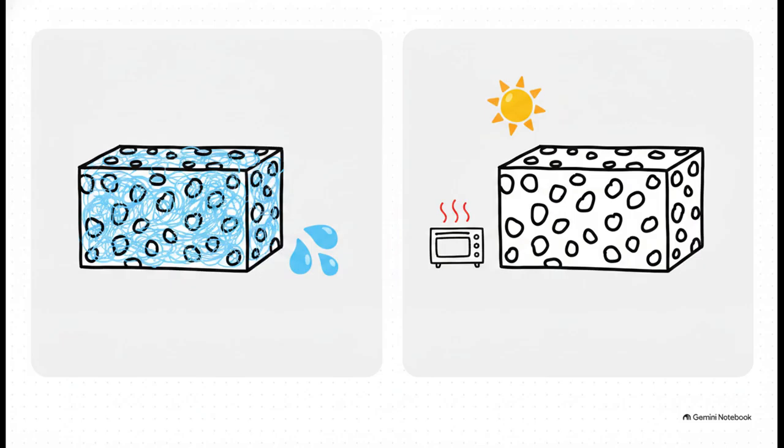True, absolute dryness is incredibly rare in nature. Unless you literally bake a chunk of dirt in a laboratory oven at high temperatures, there is almost always a microscopic layer of moisture stubbornly clinging to those solid soil grains.